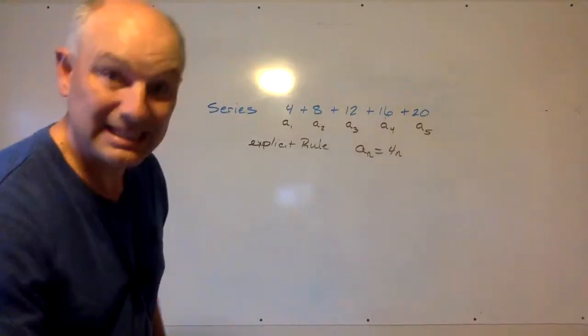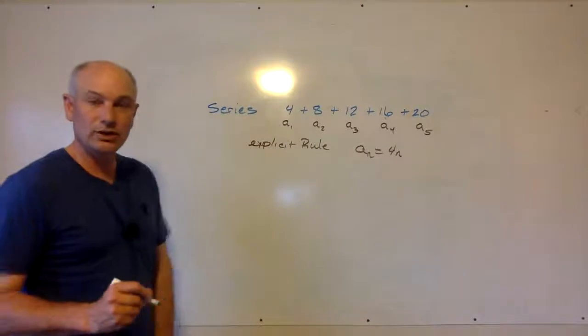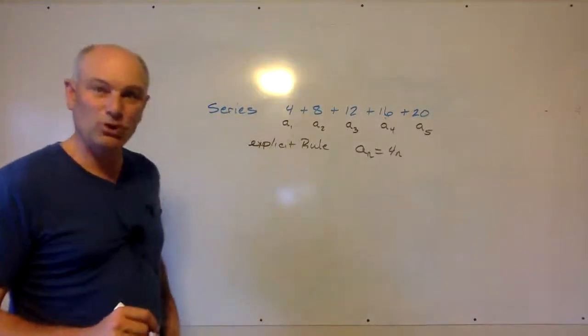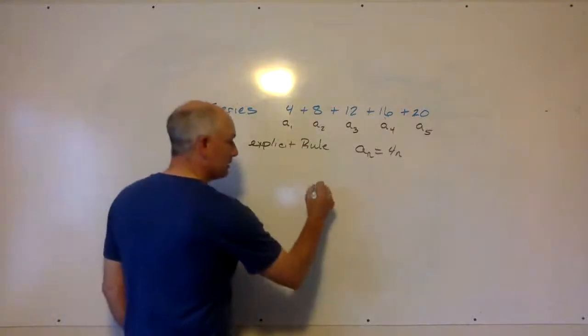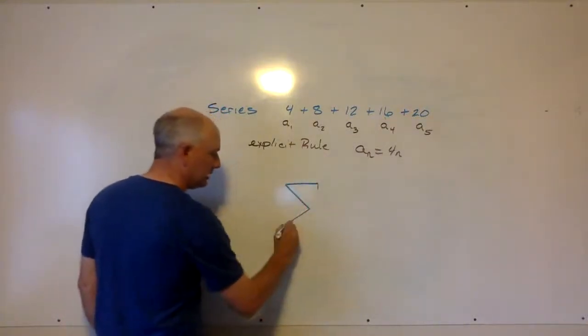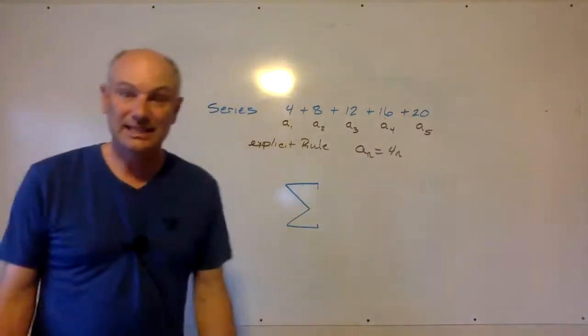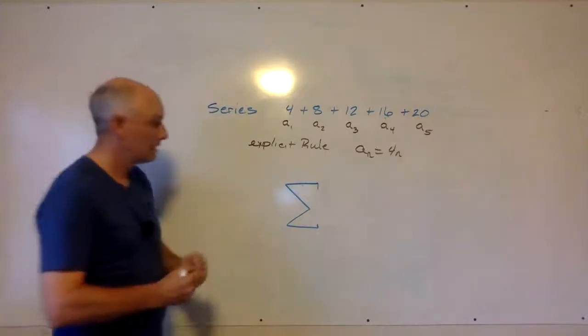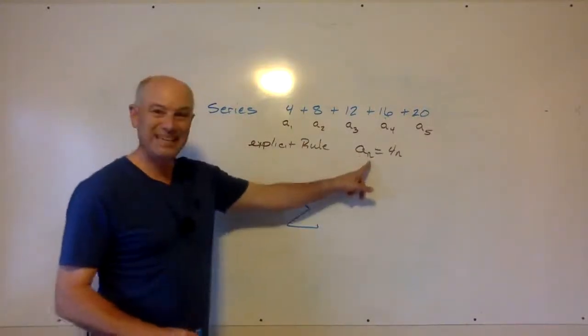Now, the summation, though, what they're going to do in a summation is they're going to use a capital Greek letter called sigma. And what sigma looks like is it's going to look like this big, goofy-looking E is a way that many people would describe it. Okay, that's what we call a sigma. Now, this explicit rule that we just found, we don't use the a sub n here.